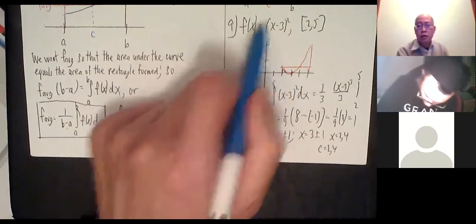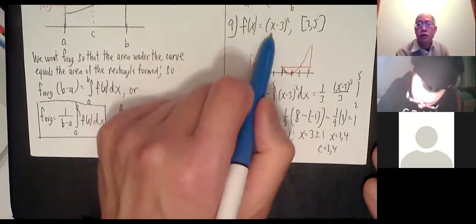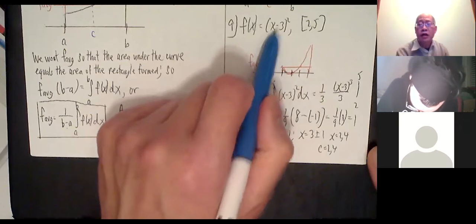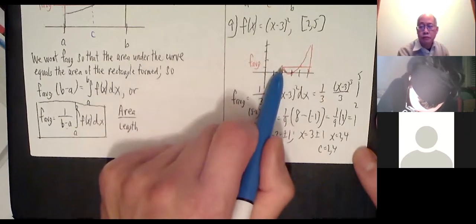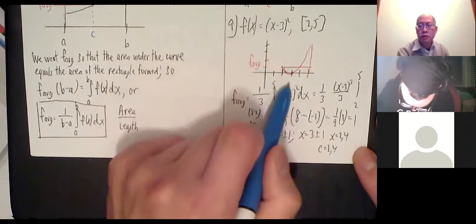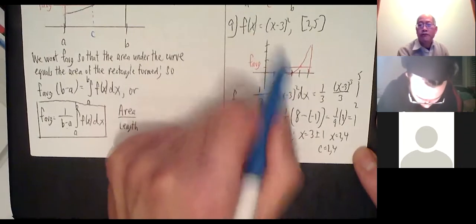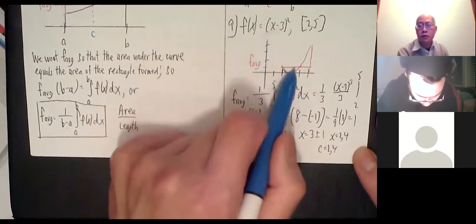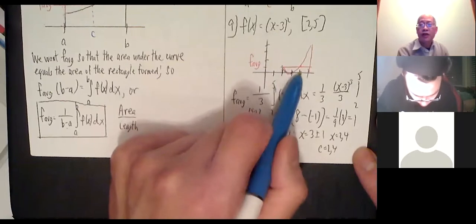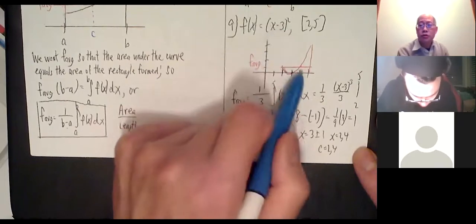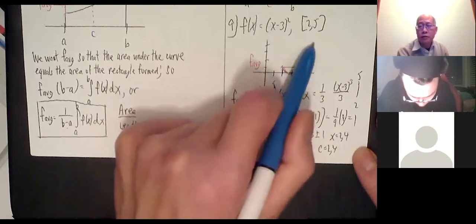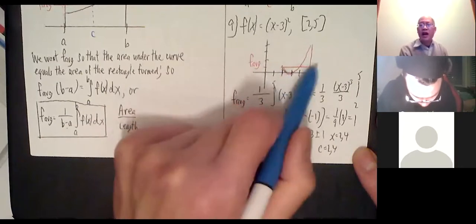And I plugged in some numbers. What do you get when you plug in 2? 2 minus 3 is negative 1. Negative 1 squared is 1. Plug in 3, you get 0. Plug in 4, you get 1. Plug in 5. 5 minus 3 is 2. 2 squared is 4. So it looks like that. So there's an average value somewhere.